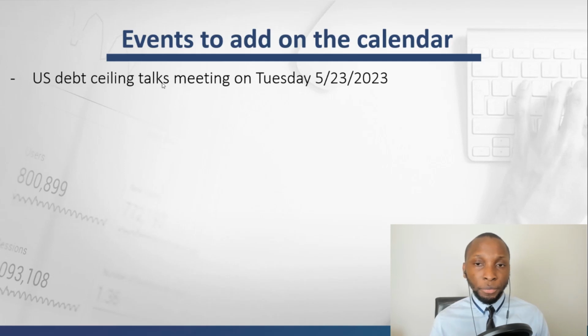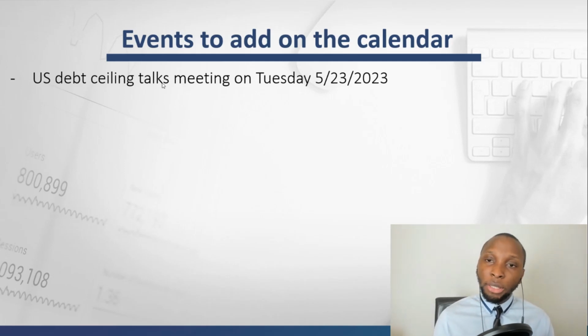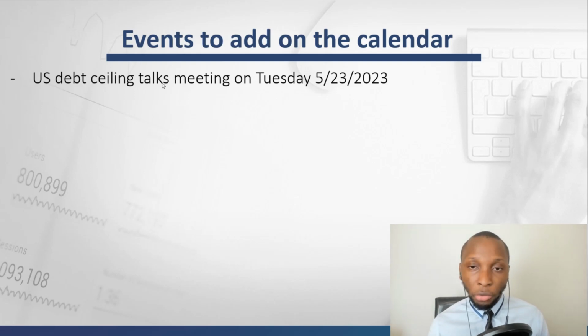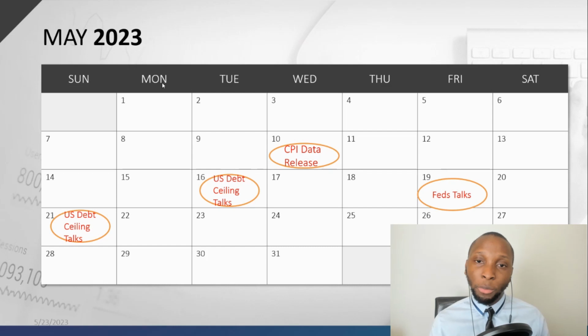So, events to add this week: on Tuesday, you have to add the continuation of the US debt ceiling talks. There will be another meeting between the president and, I believe, a representative of the House of Representatives, this week on Tuesday. So make sure that you follow that and stay tuned, because depending on whether there's any positive progress, the market could move up. If there's no progress, the market could be pushed further down.